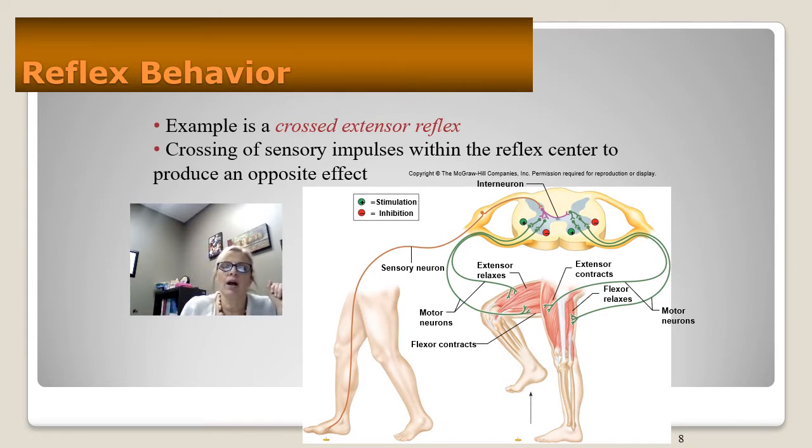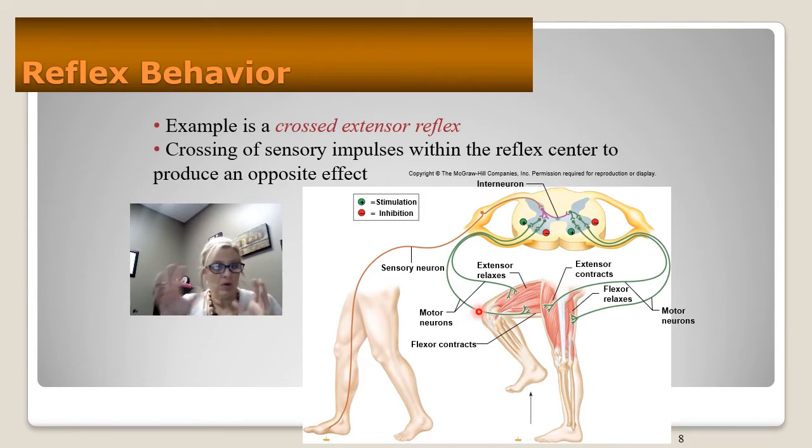So here you've got your sensory neuron, okay? Here's your sensory neuron. It's going to come up through the dorsal root there. You're going to synapse here with several interneurons, okay? And so you can see one is going to, well, let's go to this one. This one is going to this muscle to pull the leg up, to contract the flexor, which pulls it up and relax these, okay?